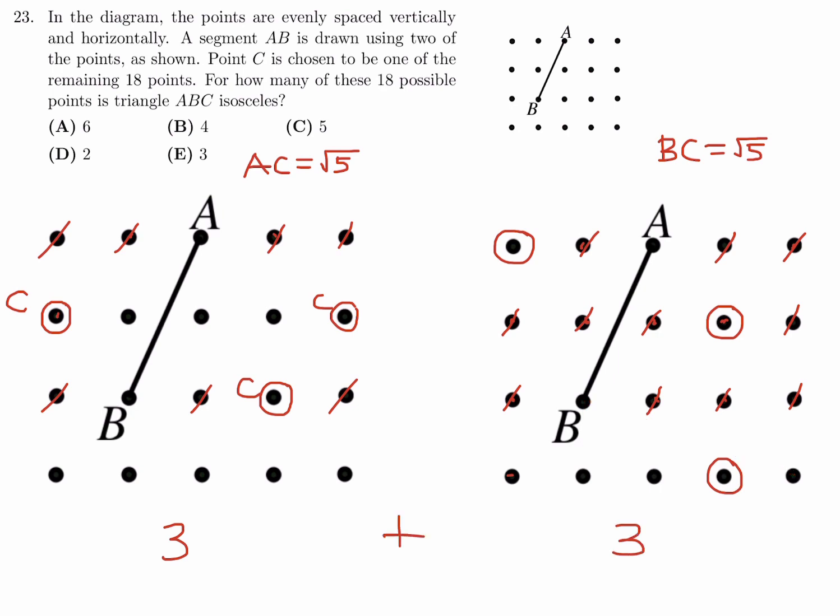So we got another 3 here. So the total, 3 plus 3 is 6. So as you can see, if you're thorough, you can get all the right ones. So 6 of these dots will be able to make an isosceles triangle. So number 23, the answer is A.